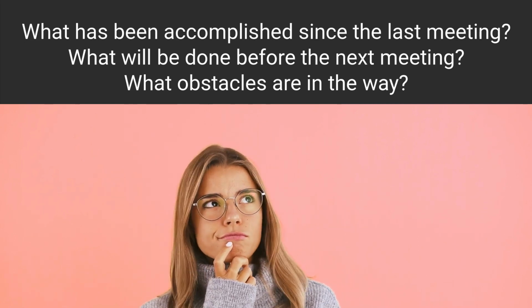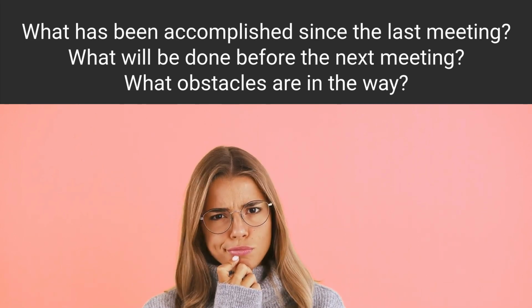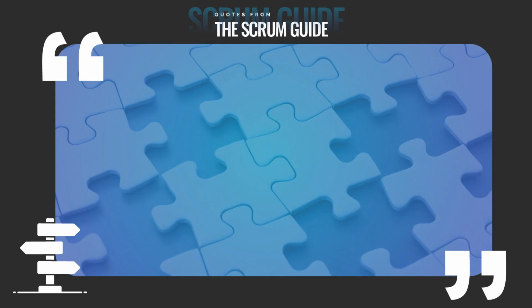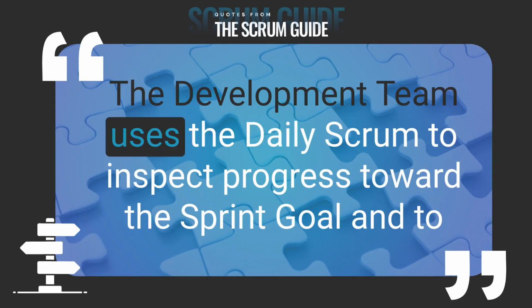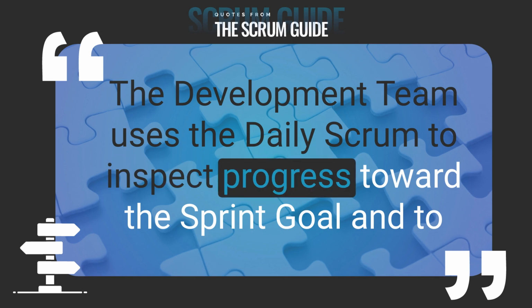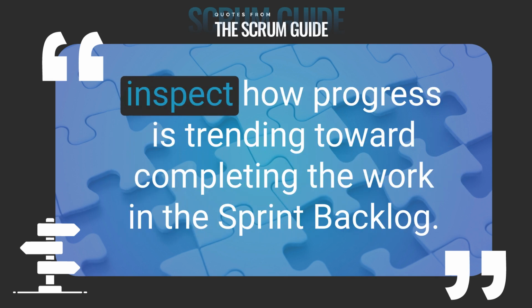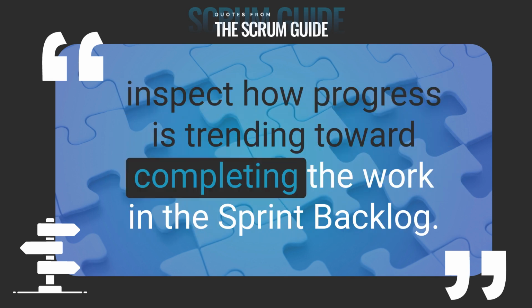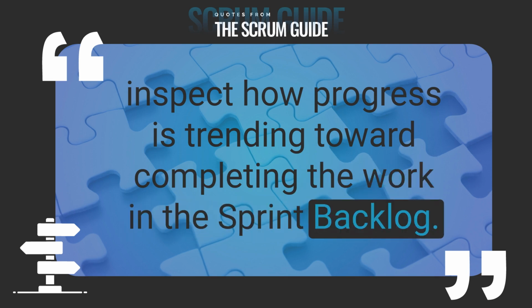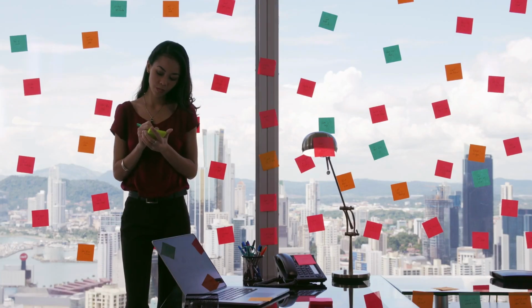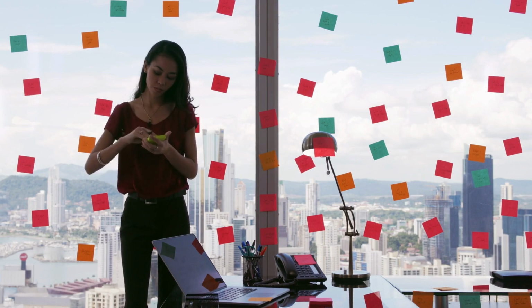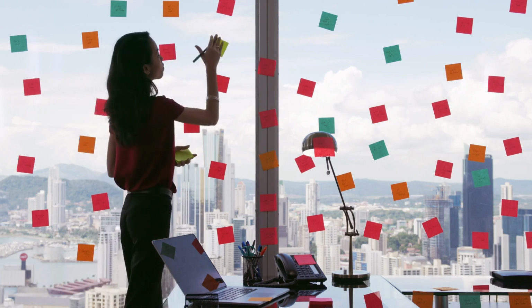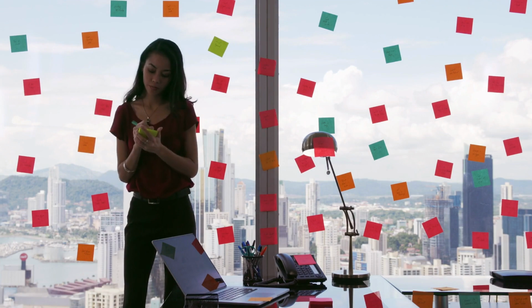Do these look correct to you? The problem with these questions is that they don't focus on the actual goal of the daily Scrum. The Scrum Guide says the development team uses the daily Scrum to inspect progress toward the sprint goal and to inspect how progress is trending toward completing the work in the sprint backlog. What happens with open-ended questions like those above is that we end up talking about many things that don't directly relate to the sprint goal or the sprint backlog.